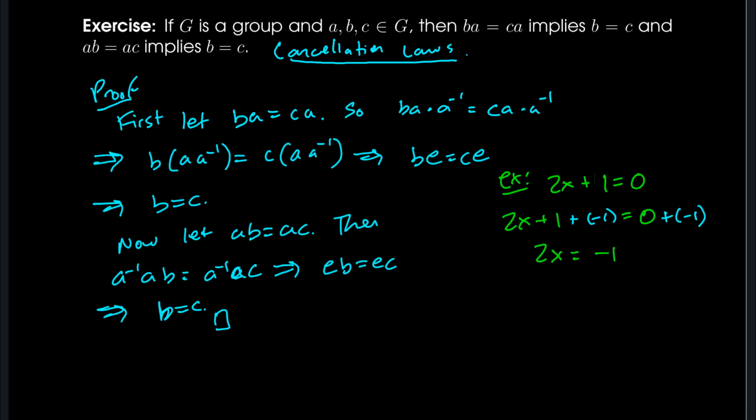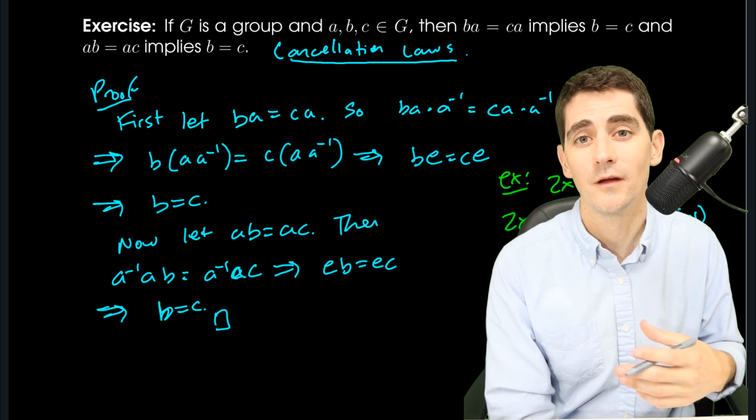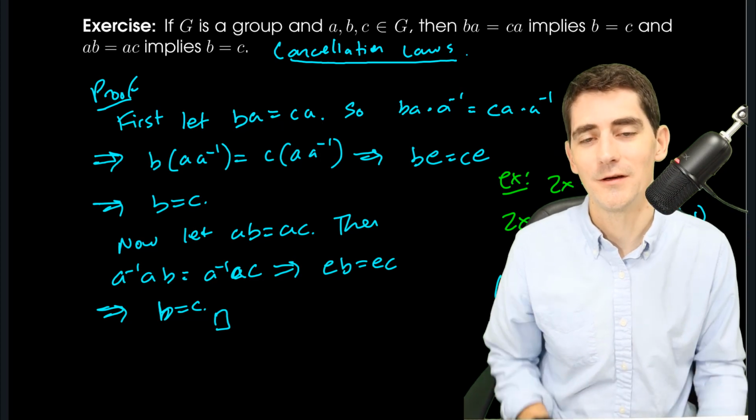From there, to get rid of the 2, I am multiplying by the inverse of 2 on both sides. And so that's why we get x equals negative 1 half in this particular question. And that's because the real numbers have both additive and multiplicative identities. That structure is called a field that you'll encounter later on in your algebra journey.